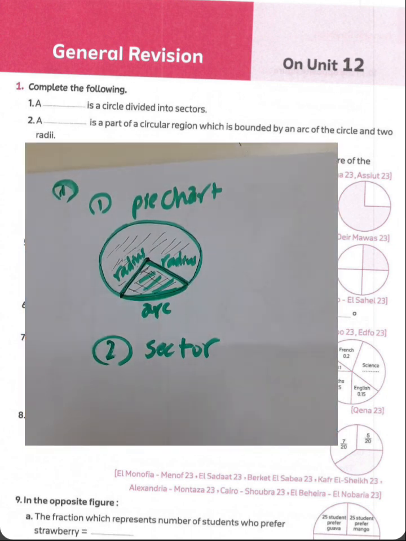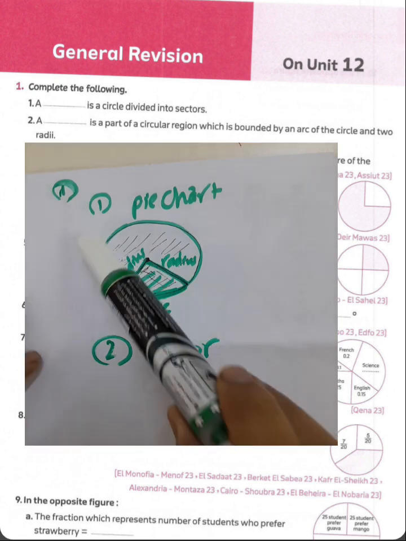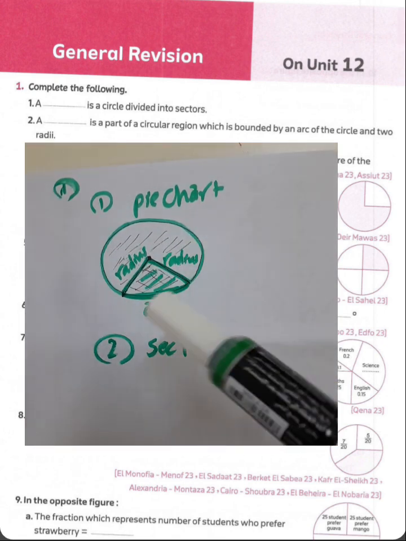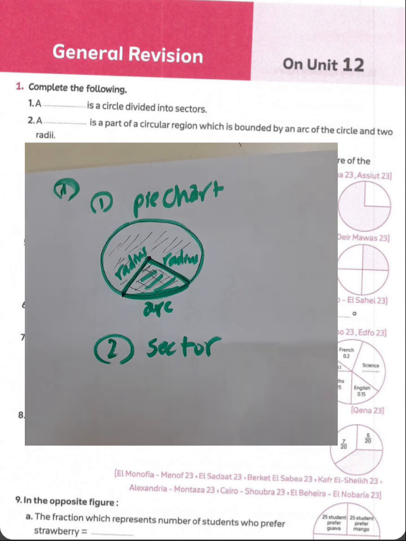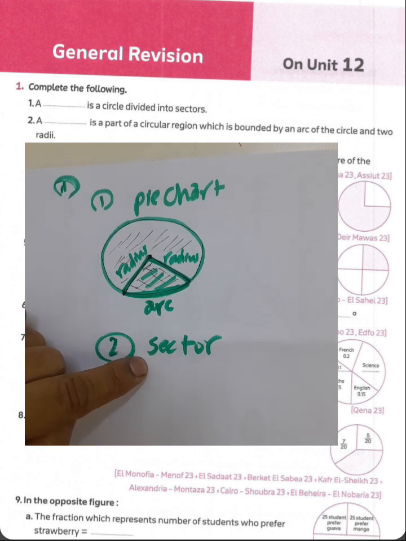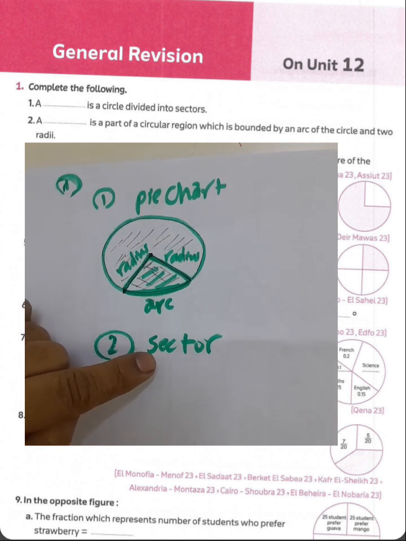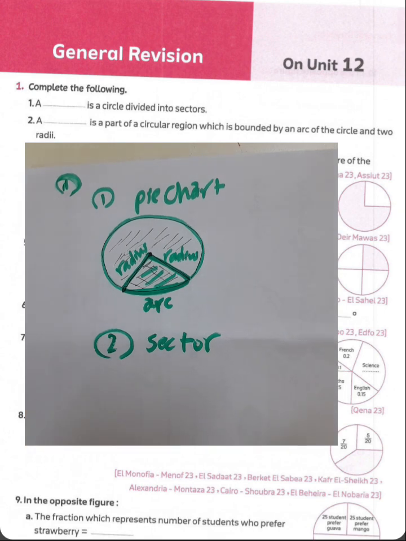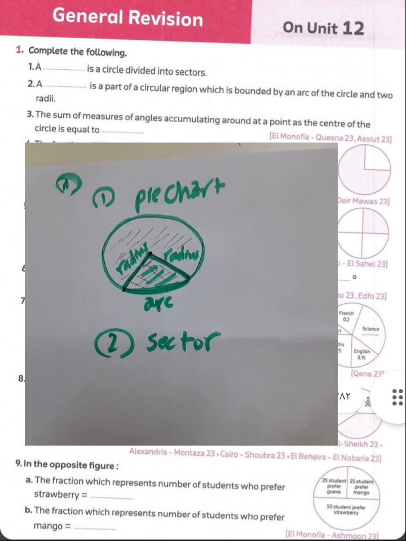But a pie chart is a circle divided into sectors, such as 2 sectors, 3 sectors, 4 sectors, anything. We call it a pie chart. But a sector is a part of a circular region which is bounded by an arc of the circle and two radii. Question number 3.